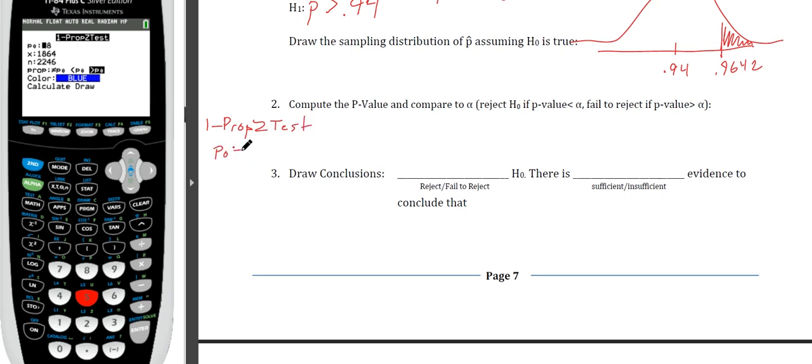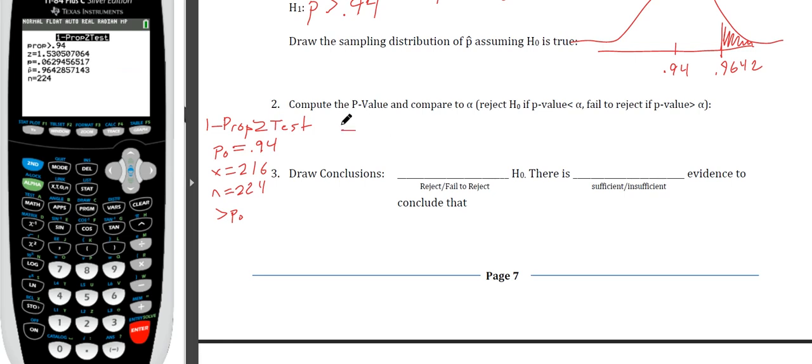P sub 0 here is 0.94. It's the value from our hypothesis. X is 216. N is 224. And what we're looking at is greater than P sub 0. So those are all the inputs I should put in here. If I do that, 0.94, 216, 224, and with the same direction we used last time, we can calculate.